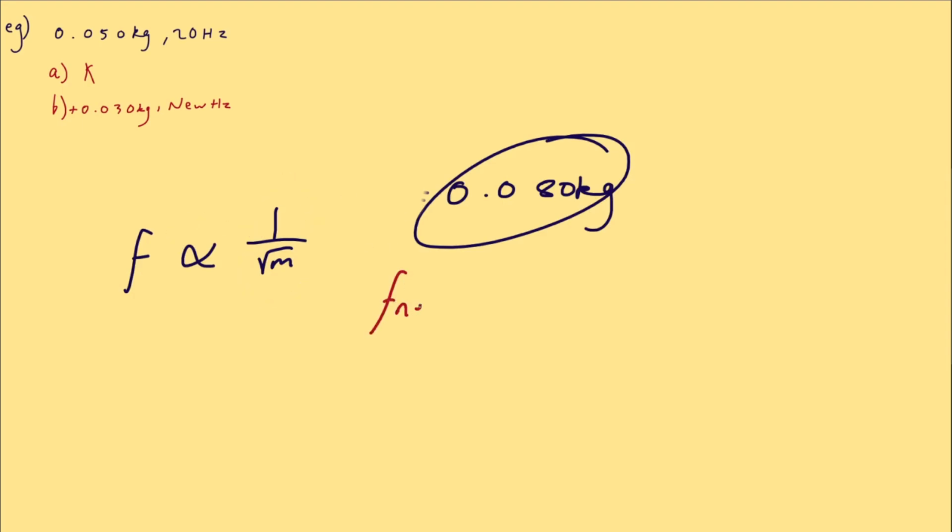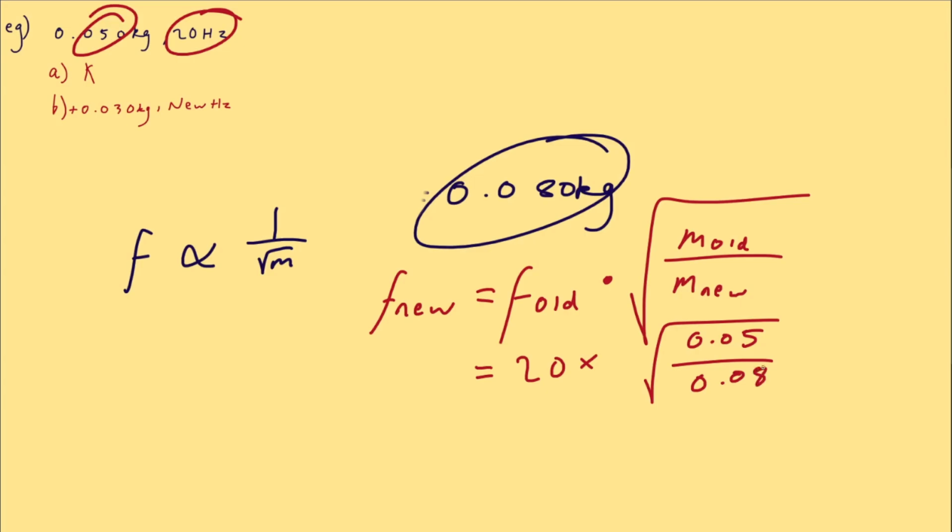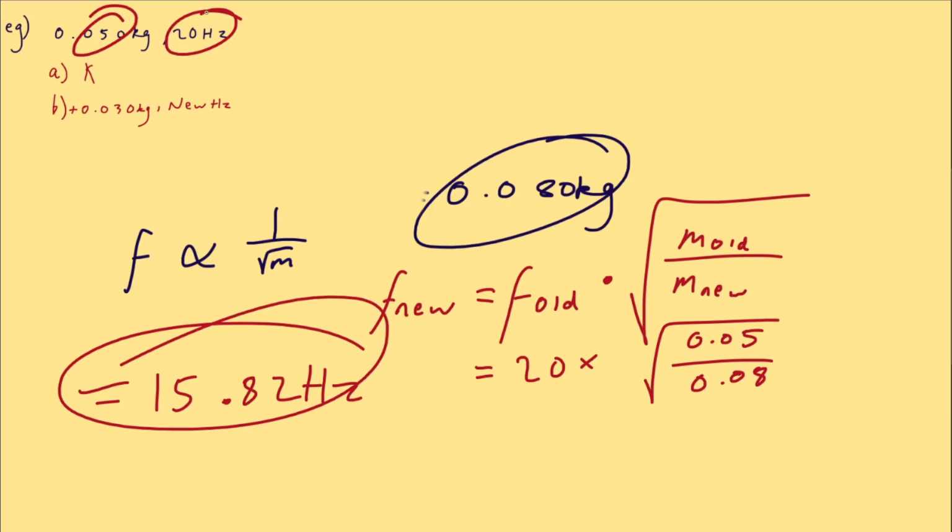This means that our new frequency is equal to the original frequency, the old frequency of 20 hertz, multiplied by the square root of the old mass, 0.05, divided by the new mass. It's equal to 20 times the square root of 0.05 over 0.08. It gives you 15.82 hertz, your new frequency. It's slower than 20 hertz. It's slower because we added a lot of mass to it.